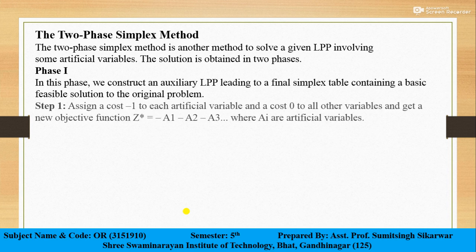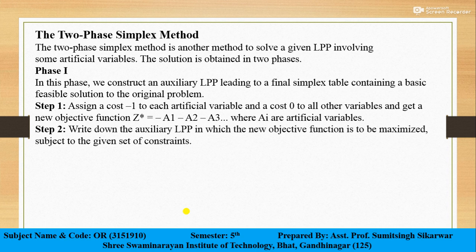In step 1, we will assign a cost of -1 to each artificial variable, as was the case in our previous big M method, and a cost of 0 to all the other variables, and we'll get a new objective function which can be written as z star is equal to minus a1 minus a2 minus a3 up to minus ai, where a is our artificial variable. In step 2, we'll write down the auxiliary LPP in which the new function is to be maximized, subject to the given set of constraints.